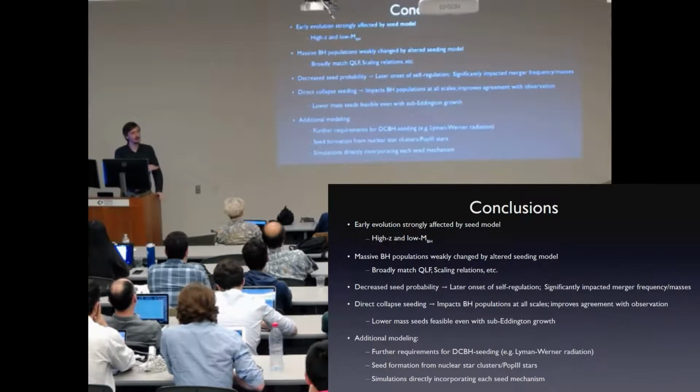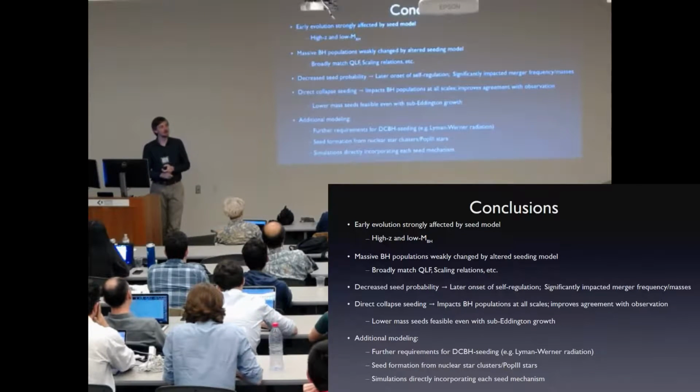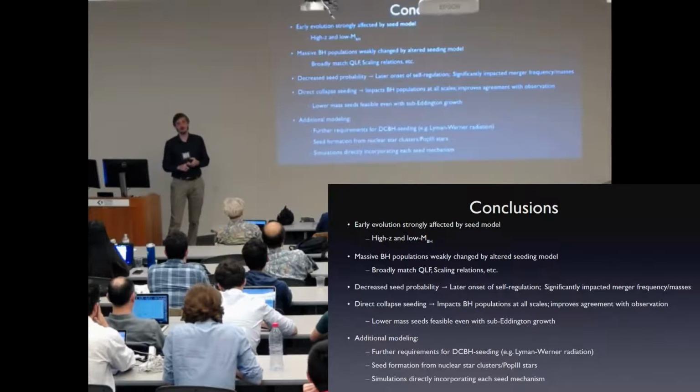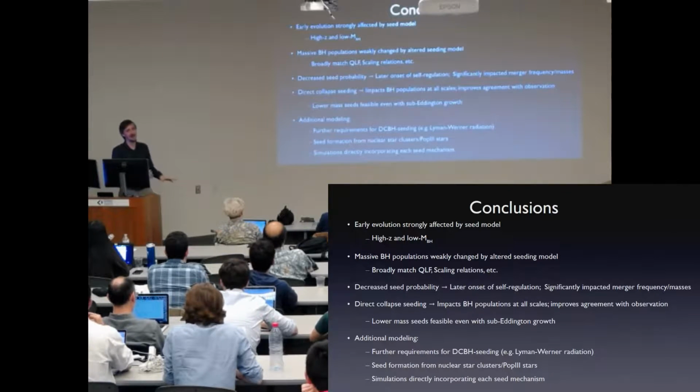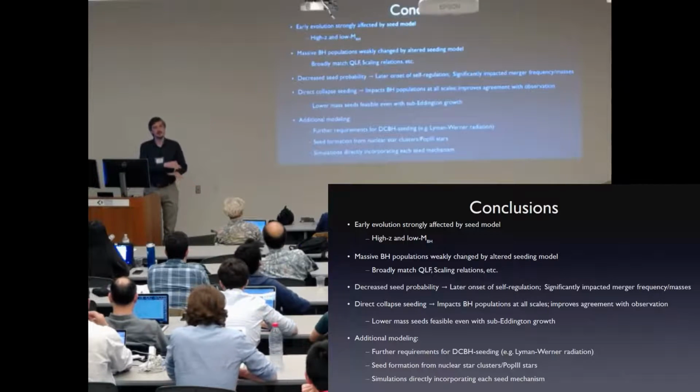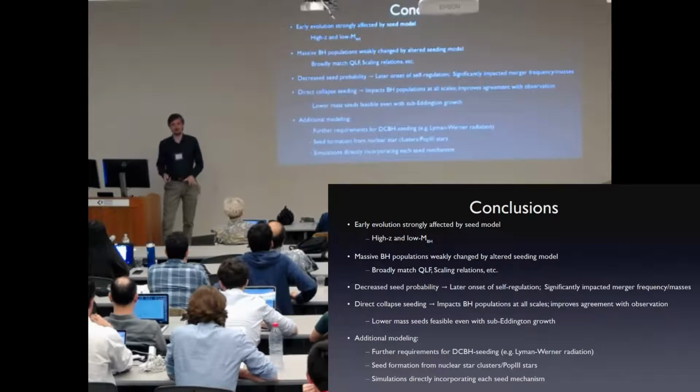In particular, I want to emphasize that the efficiency with which they grow is pretty dependent on how the seeds initially form, and also on the merger rates. So there's a lot to look at there. There's a lot more in this analysis I haven't discussed, where we looked at the initial growth and how you can have lower mass seeds that grow at sub-Eddington rates but are still consistent with cosmological simulations.